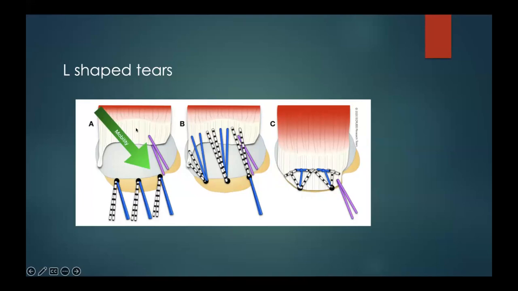Figures B and C show a double row technique. The medial row of the sutures is passed to advance the free edge of the tendon to a reduced position, aided by the traction suture.